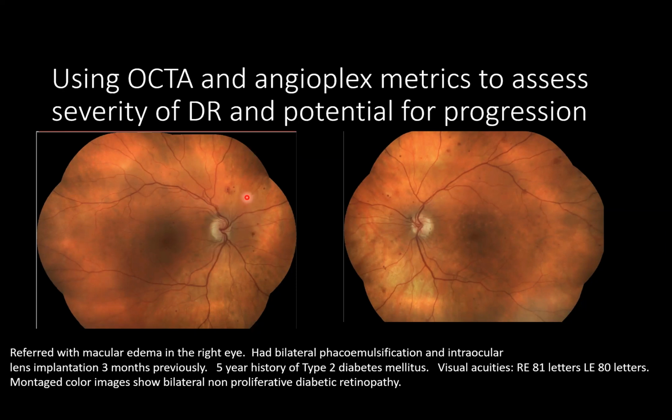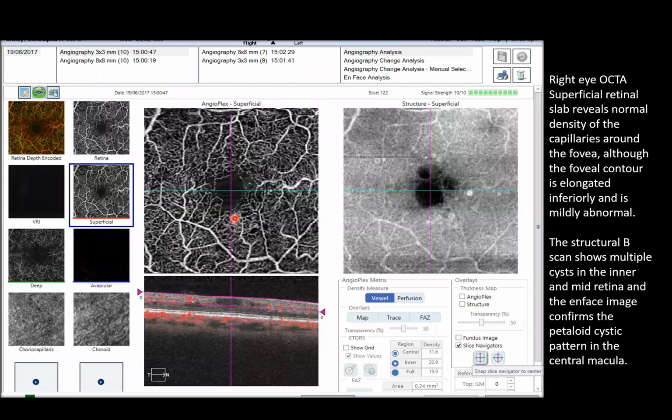If you look at the color images that are montaged, you will see that there are hemorrhages and also some microaneurysms in both eyes. When we look at the OCTA images of the right eye, we are able to see the small vessels around the foveolar vascular zone. You can also see at the same time on the OCT slab where you are in the retina, so you're able to decide which plexus you're looking at.